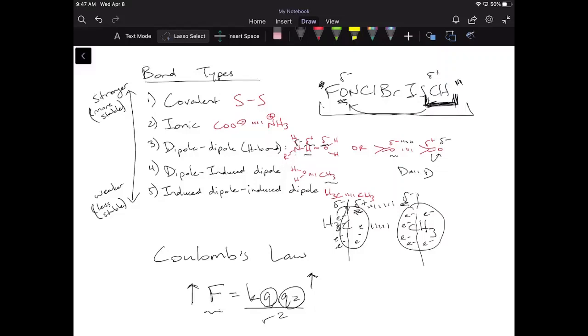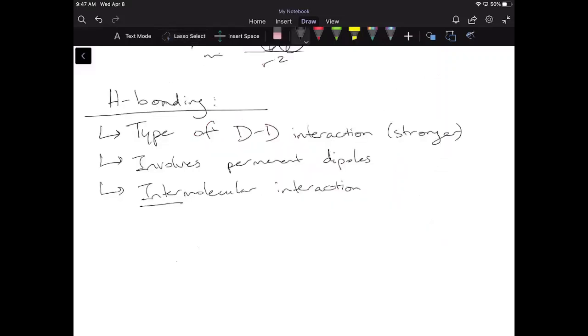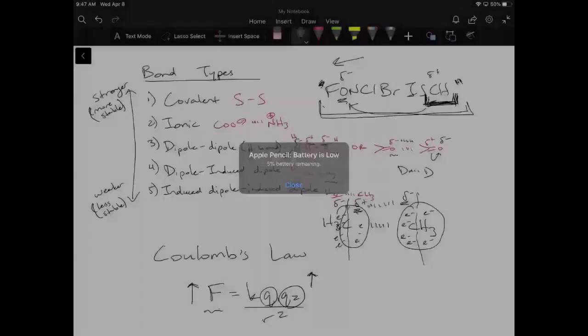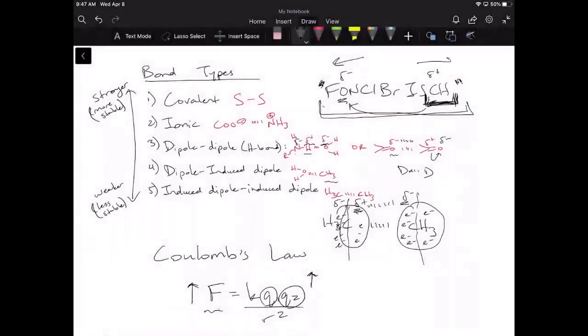If you're looking at the electronegativity table shown over here, we were saying that something on the left-hand side, which is more electronegative, can withdraw electron density from something on the right-hand side, which is more electropositive.